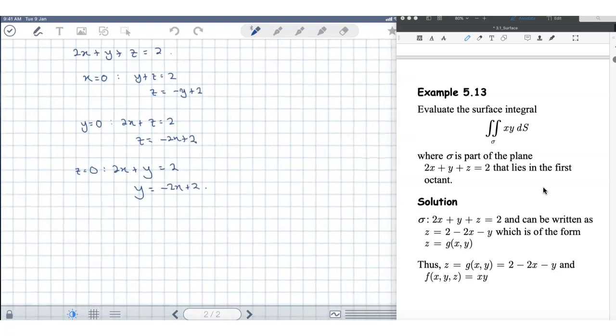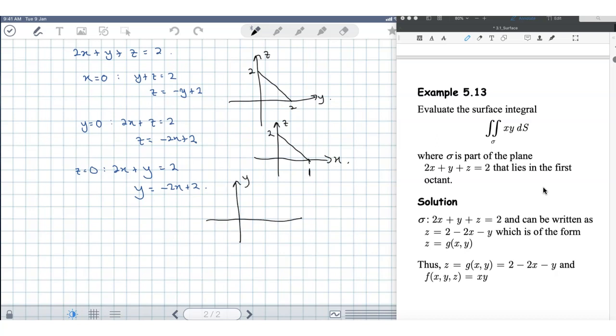So when we sketch them, for the trace on the zy plane, remember we need to sketch only on the first octant, so they are all on the first quadrant. When y is 0, z is 2, and when z is 0, y is 2. The second one on zx: when x is 0, z is 2, but when z is 0, x is 1. And the third one on the yx plane: when x is 0, y is 2, and when y is 0, x is 1.